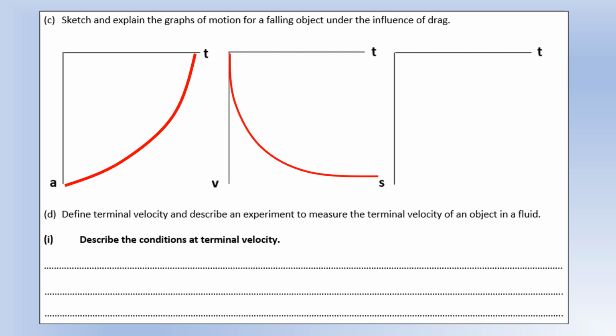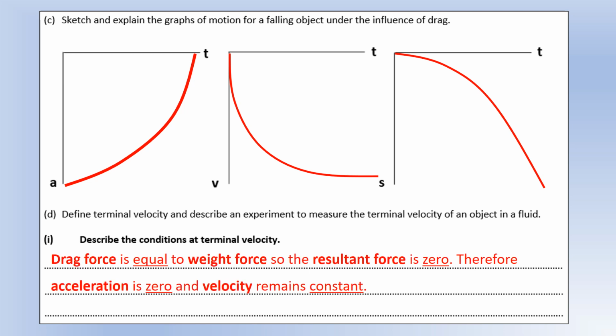From that, we can get the velocity-time graph that looks like this, heading towards terminal velocity, and our displacement graph heading towards being a straight line at the end. The reason we get the terminal velocity section at the end is because the drag force is equal to the weight force, so the resultant force is 0, therefore acceleration is 0 and velocity remains constant.